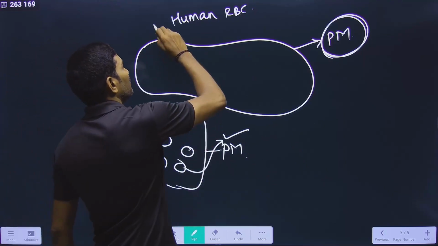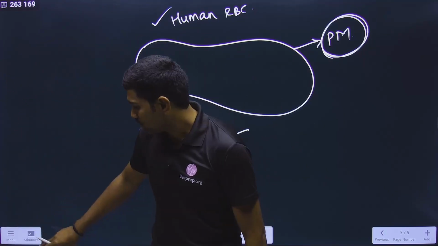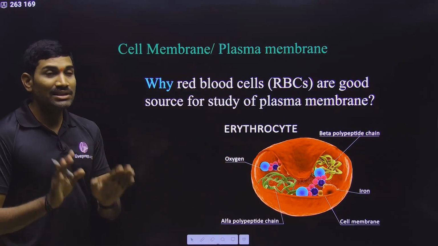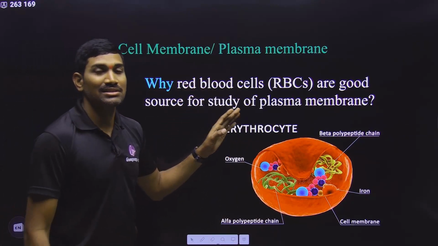So that is the reason why we use human RBC especially for the studies of plasma membrane. This is the reason they gave. Please remember all these things. They may ask in a certain reason type of question.